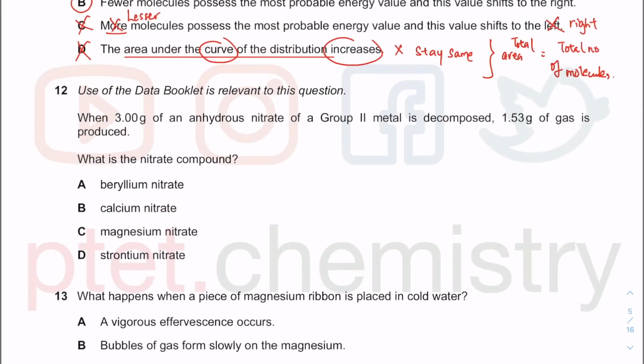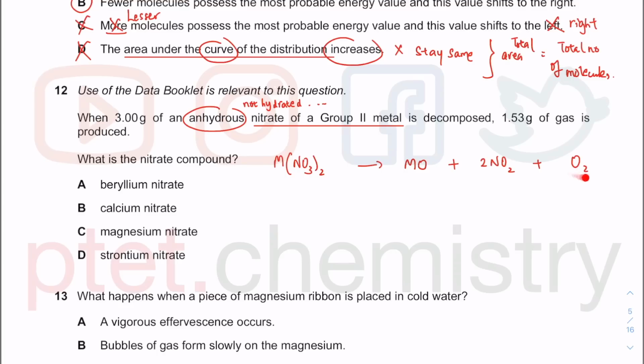Question 12, this is about a group 2 metal nitrate, and this is anhydrous, so this is not hydrated. We don't have to worry about water vapor being produced as one of the products here because you're not losing mass from the water of crystallization. So group 2 nitrate, M2+, NO3-, so M(NO3)2. When you decompose that, you're going to get group 2 oxide, M2+, O2-. You're going to get NO2 gas, a brown gas. You're going to get oxygen gas. There are 6 oxygen atoms, 1 and then 4 oxygen atoms. You only need 1 oxygen atom there.